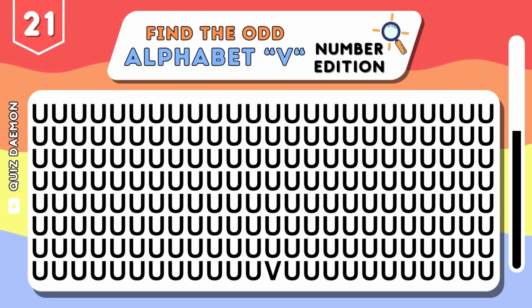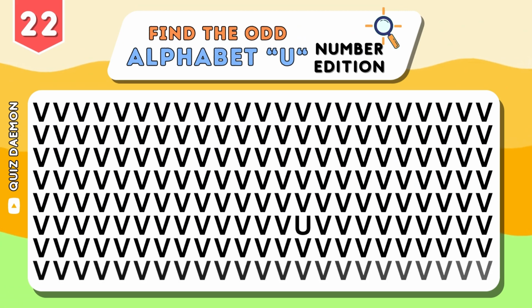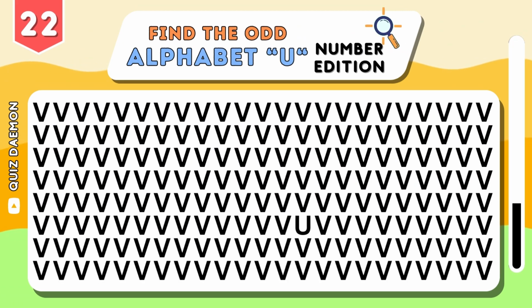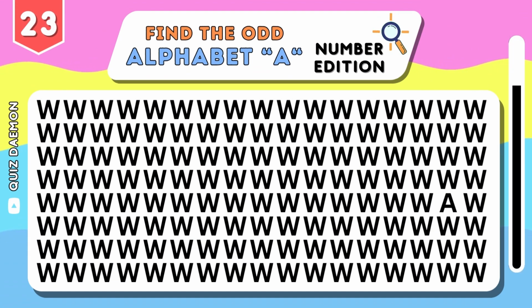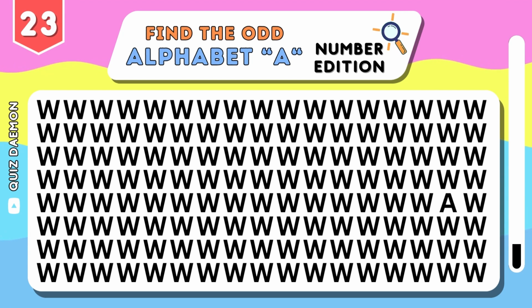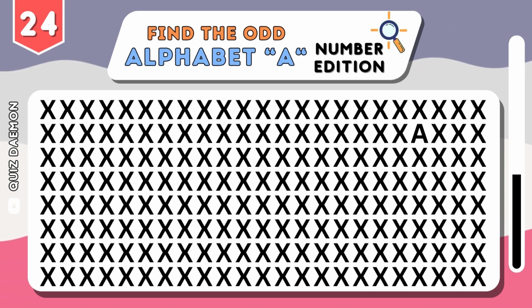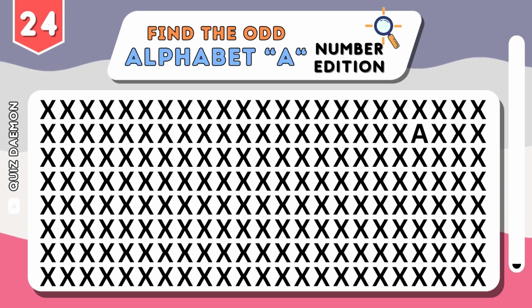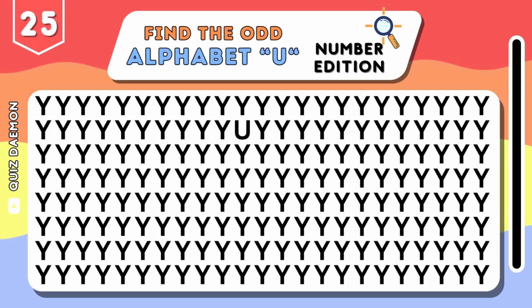Find the alphabet V. Find the alphabet U. Find the alphabet A. Find the alphabet A. Find the alphabet U.